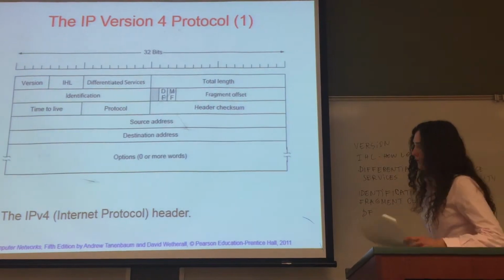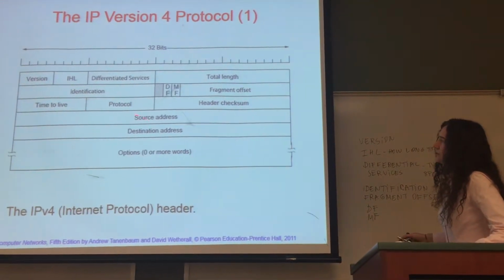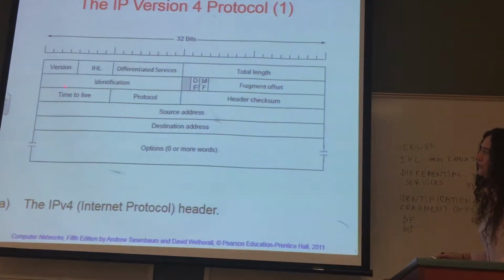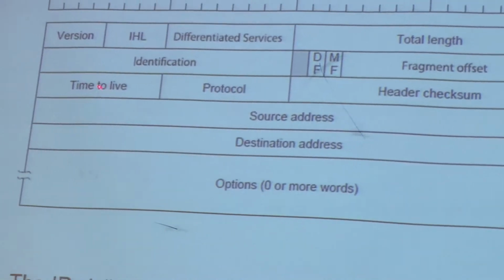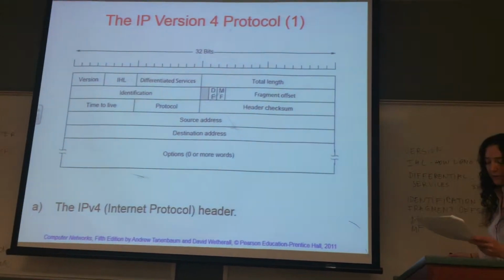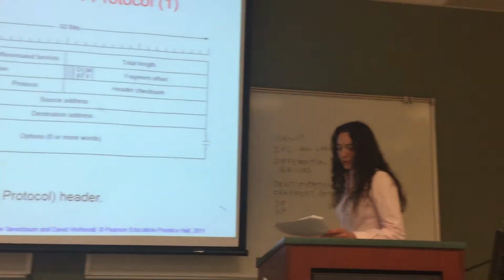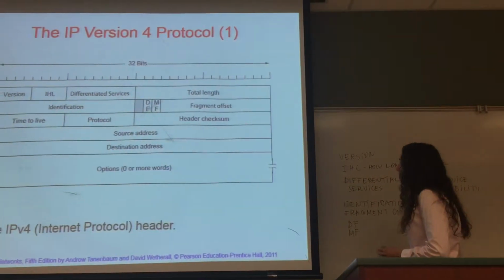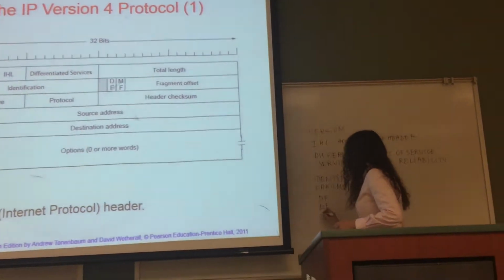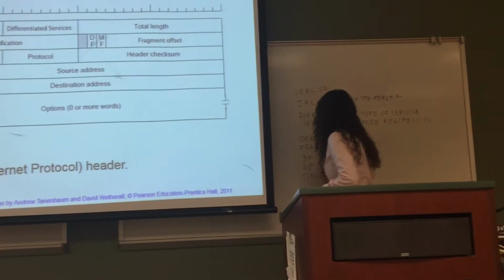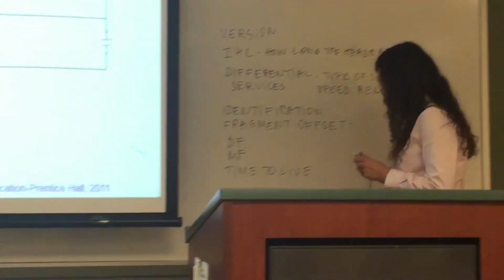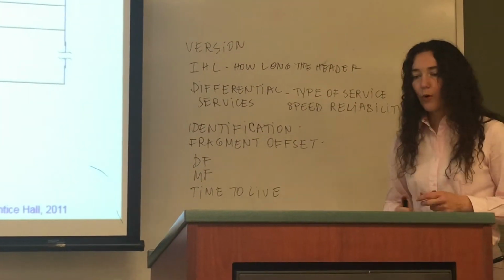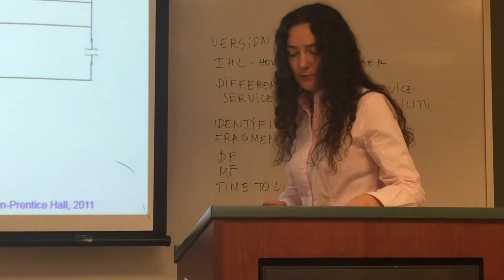And then we have the time to leave field. This field is set to a specific number, which is usually 255 seconds, and is decremented at every hop that this packet goes through. Why do we need this field?